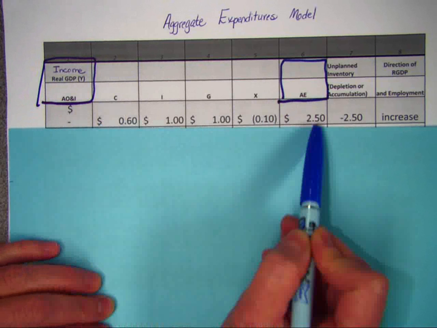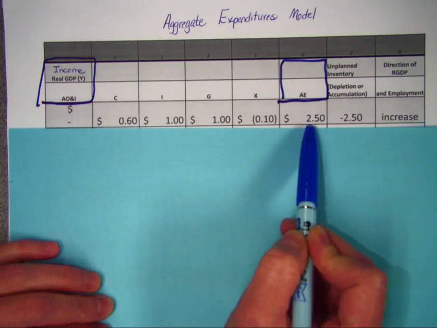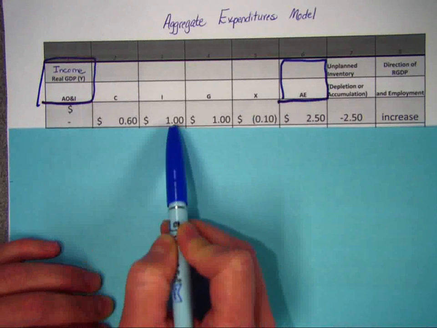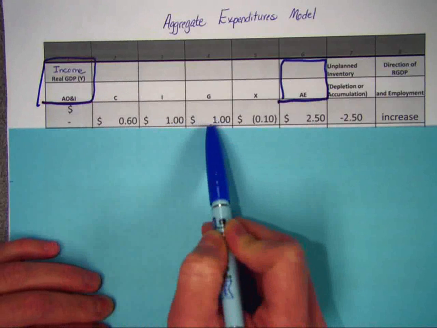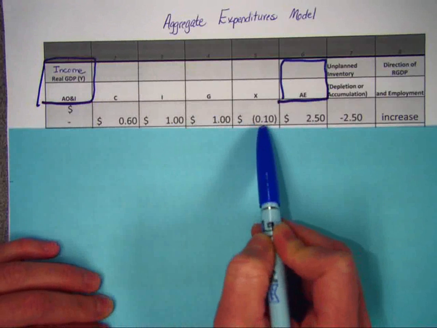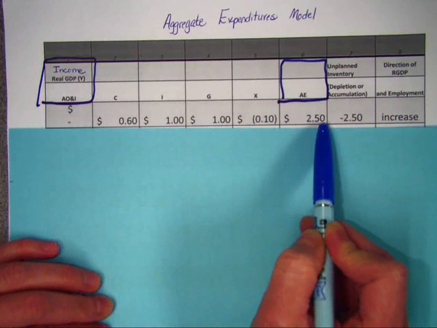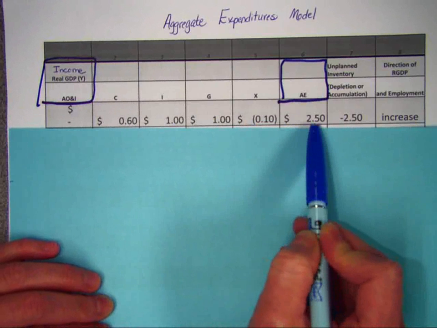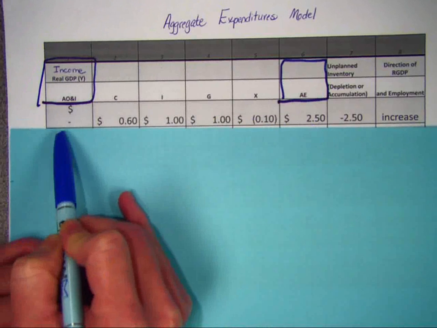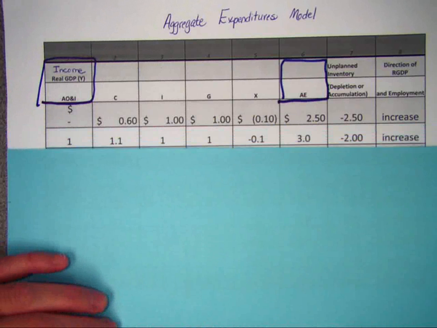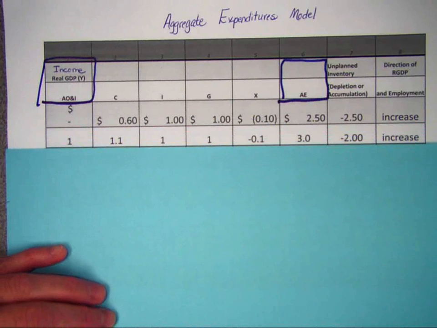When we total this up, we get 2.5 as far as aggregate expenditures. 0.6 plus 1 is 1.6, plus 1 is 2.6, minus 0.1 gives us 2.5. Okay? So again, in just a bit, we're going to be comparing this 2.5 in aggregate expenditures to the output. Let's look at another example here. We'll go down one more row.